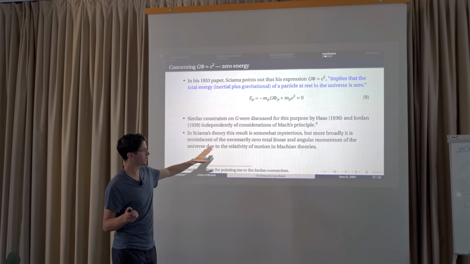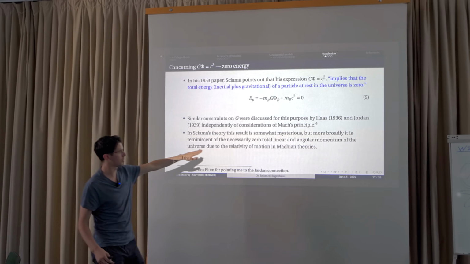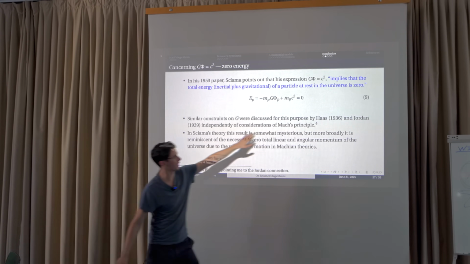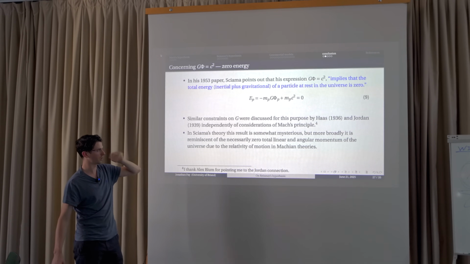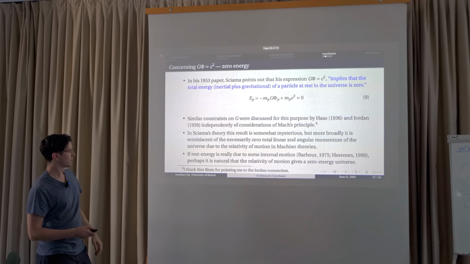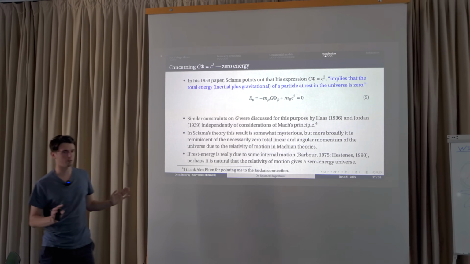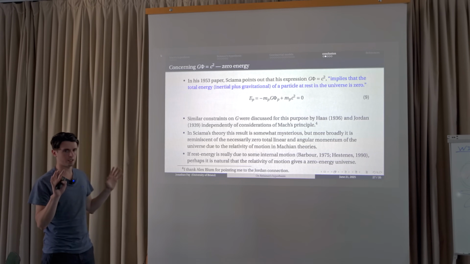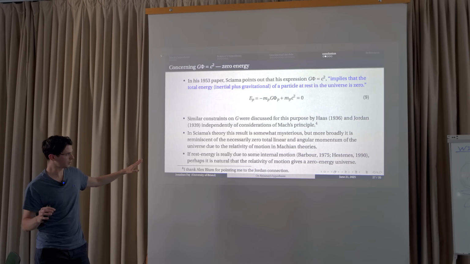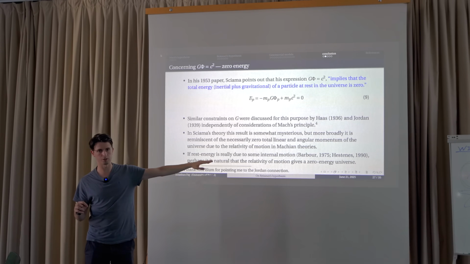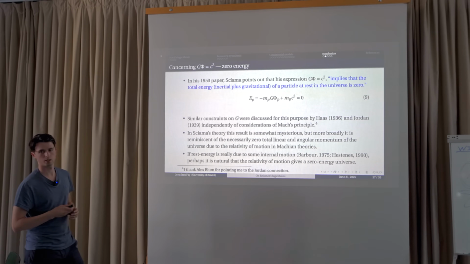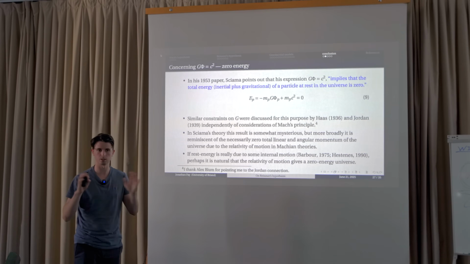So in Sciama's theory, this result is somewhat mysterious, but more broadly, it's reminiscent of the necessarily zero total linear and angular momentum of the universe due to the relativity of motion in Machian theories. Again, I want to emphasize Haas and Jordan were not even referring to Mach's principle at this time. But in the context of Machian theories, you also have zero total linear and angular momentum of the universe, because all these quantities are defined relationally. To me, this suggests that if Barbour and some other people are correct, that the rest energy of particles is really due to some kind of internal motion, that all energy, as Barbour said, is kinetic in origin, perhaps it's natural that the relativity of motion also gives rise to a zero energy universe as well as zero angular momentum and zero linear momentum. Now, I can't say with confidence why this is the case, but this seems to be in harmony with these other ideas.